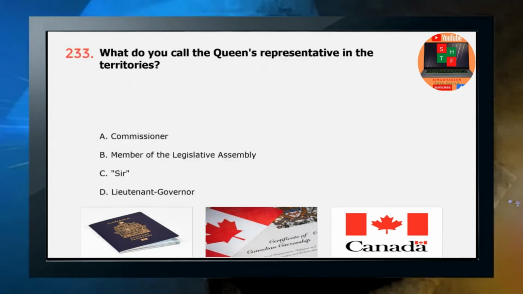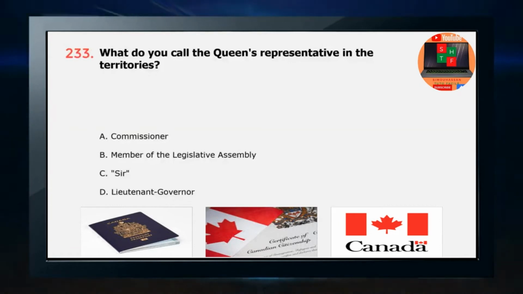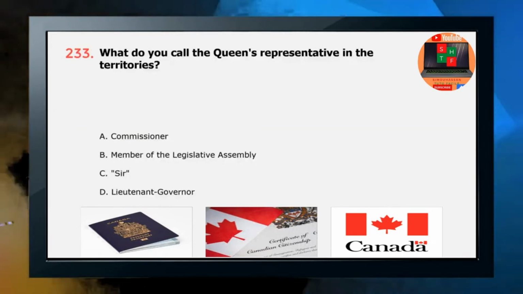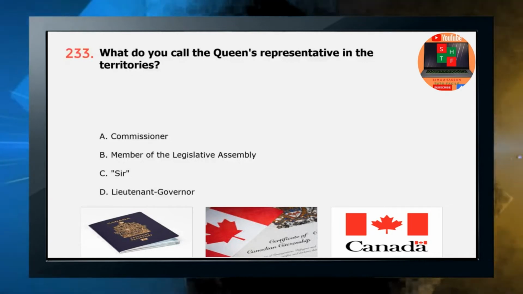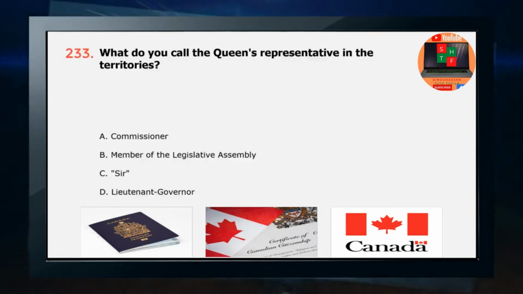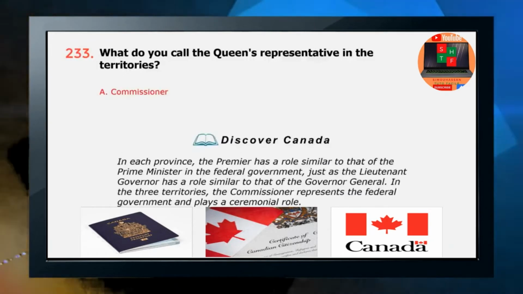Question 233. What do you call the Queen's representative in the territories? A. Commissioner. B. Member of the Legislative Assembly. C. Sir. D. Lieutenant Governor. The answer is A. Commissioner.